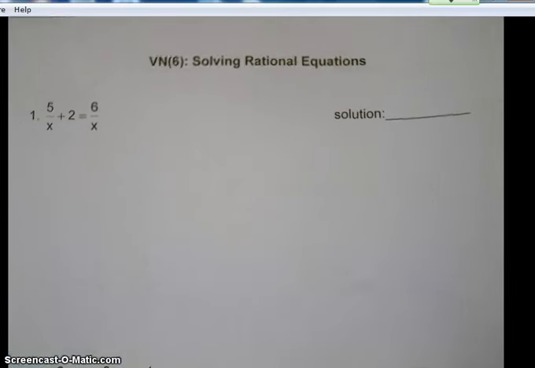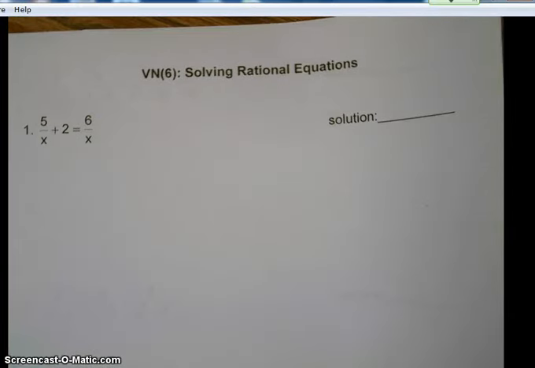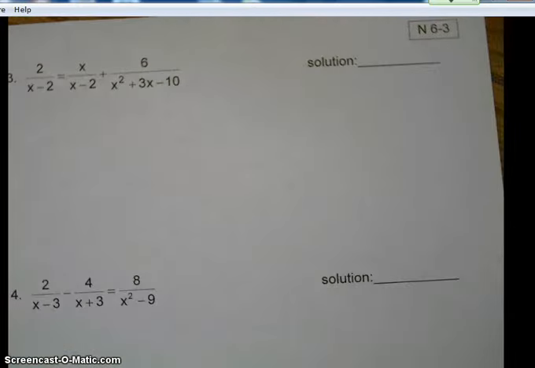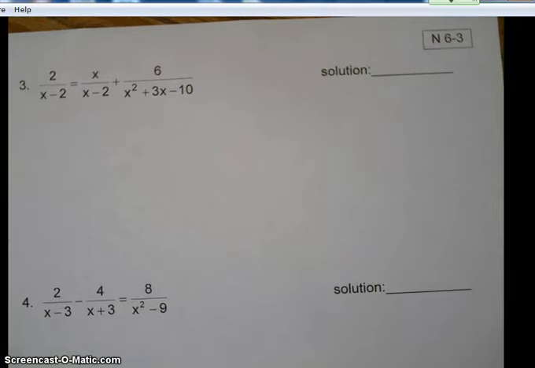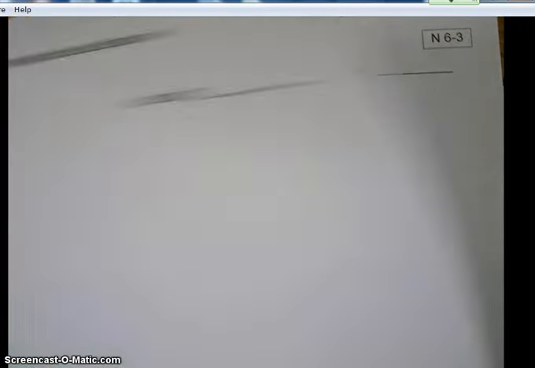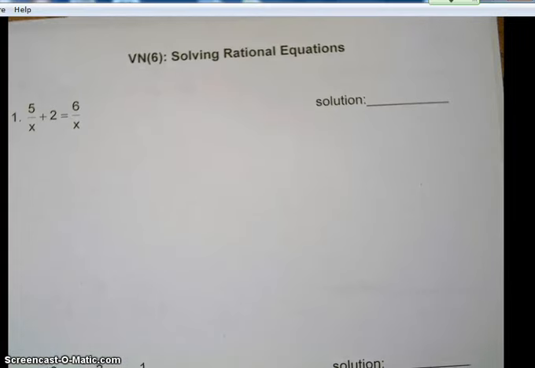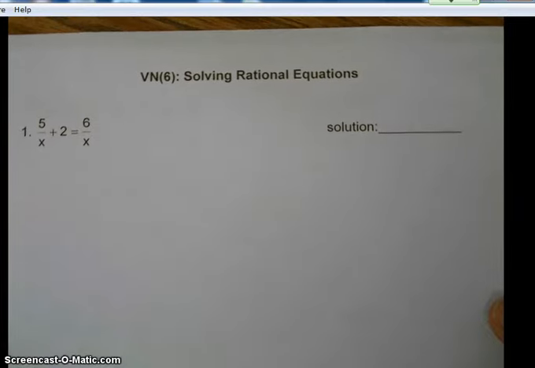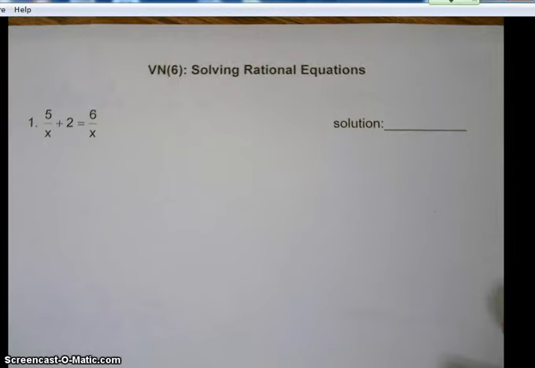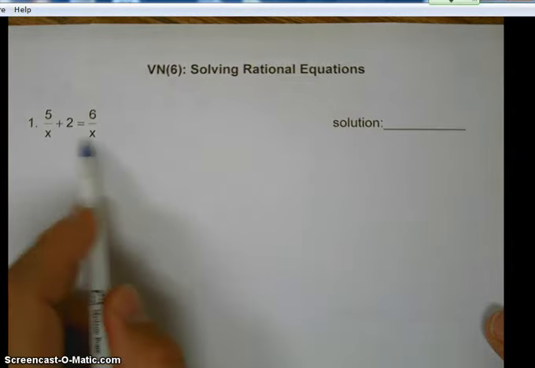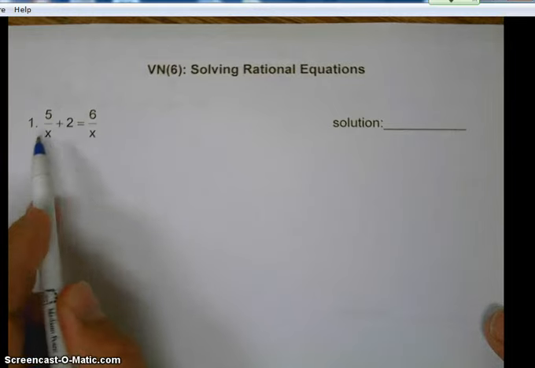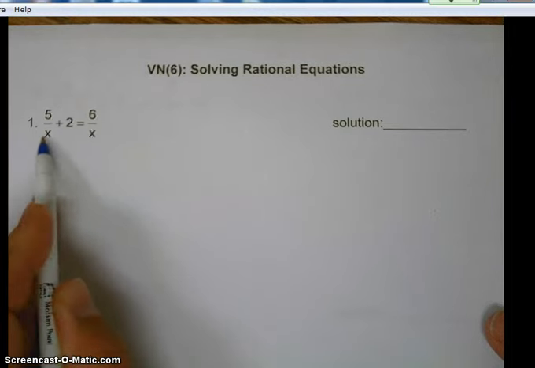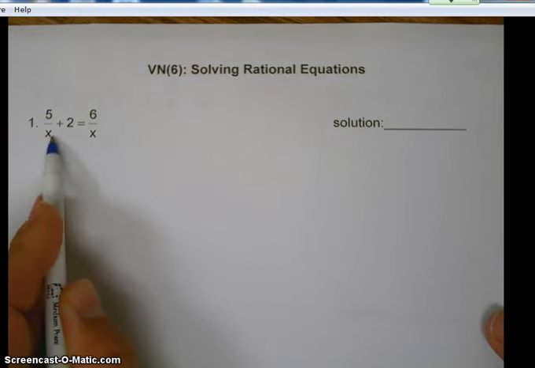Anyway, this is review. There are 5 different problems here, and they get a little bit more complex as we go, sort of. I'm going to do a couple of these problems, maybe one per video. We'll see. But anyway, we are solving rational functions. Notice our x is in the denominator, so that tells us we have rational functions here.